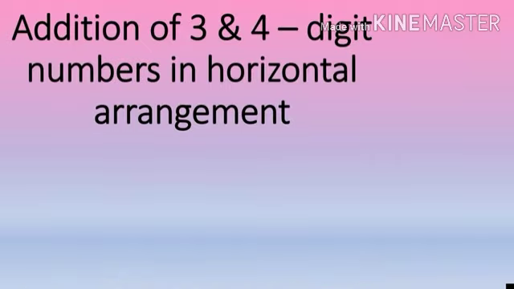Now we will see the second type of addition, that is horizontal arrangement. In this type of addition, we have to write the given numbers horizontally, meaning numbers are to be placed side by side and put the plus sign between them.